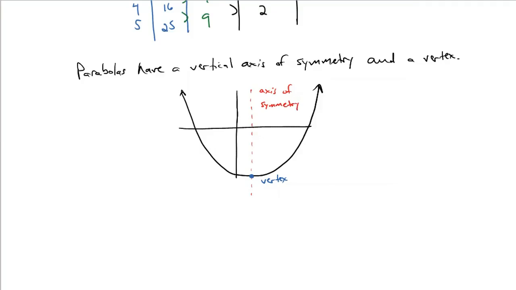And the other key feature is that they often have zeros. It's not required that they have zeros. They can have at most 2. They could have 0 zeros, 1 zero, or 2 zeros, but I've drawn one that has 2. And if you notice that the axis of symmetry falls midway between the zeros.